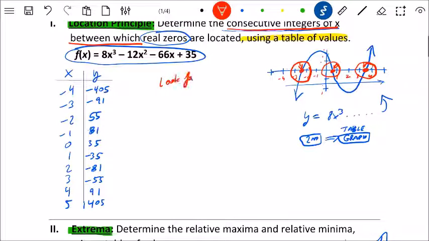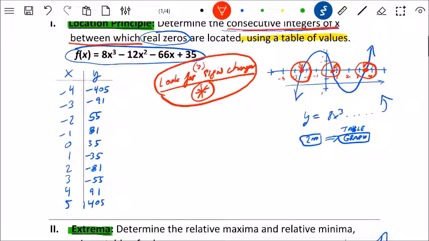Look for sign changes, y value sign changes. That is the key point of what you do with the table. You're looking for sign changes. I see a sign change right here. I see another sign change here. I see another sign change here. And when I see those sign changes, that means that I now go to look at the two x values where that sign change happens.